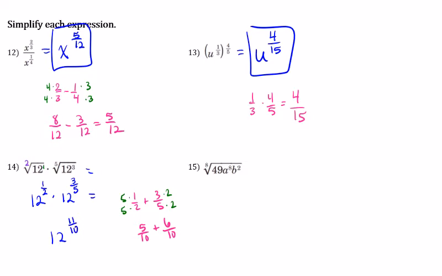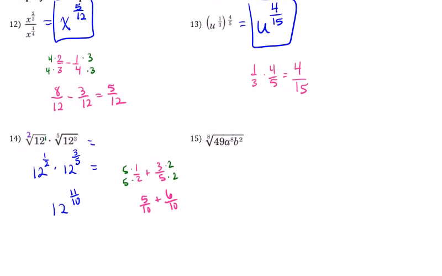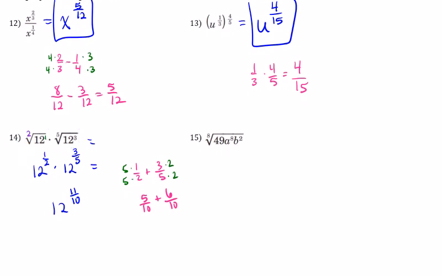Okay, now remember, I did tell you that when you start in radical form, then you usually want to express your answer in radical form. So I'm going to convert this back to radical form. So it's going to be the blank root, and the index there is going to be 10.